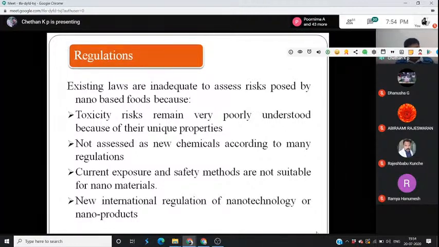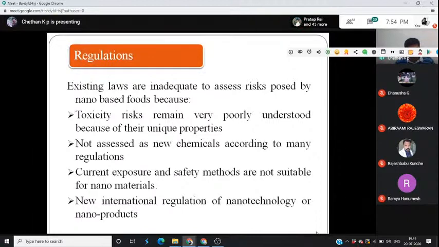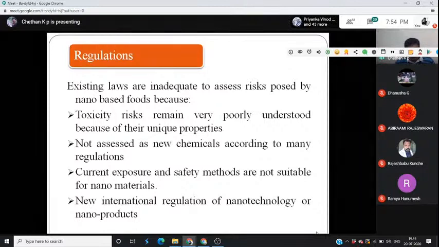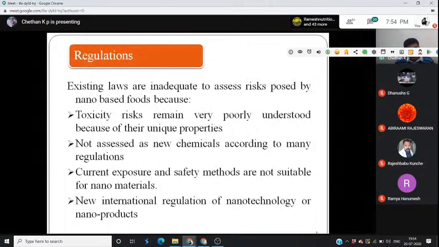Nanominerals are also treated as any other mineral, like inorganic mineral or organic mineral, but they have very different properties, which can be unexpectedly different. But the rulers or those who make policies are assessing it as any other chemical, not a new chemical. Even the American FDA is assessing it as a regular mineral. Current exposure and safety methods are not suitable for handling nanomaterials.